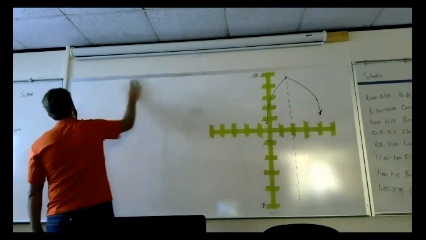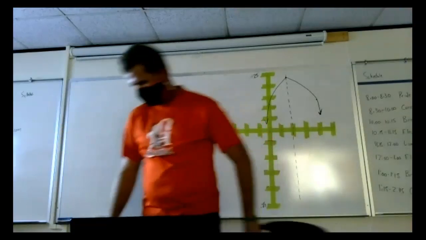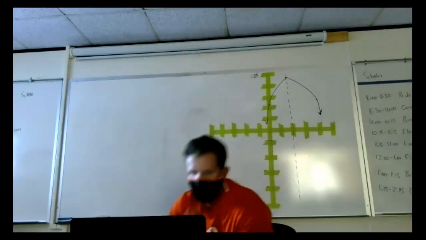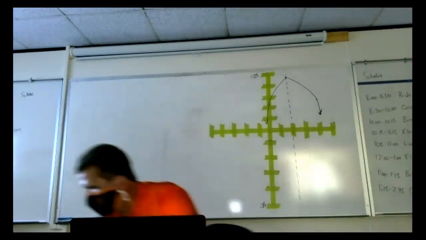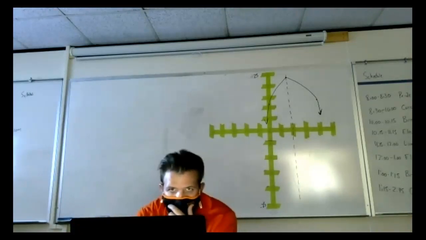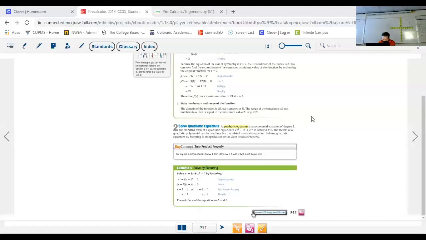Fix that part. Now we're off to factoring. Okay, we're still on page P11, and now we're going to talk about the zero product property. Once again, that's page P11. Looks something like this.